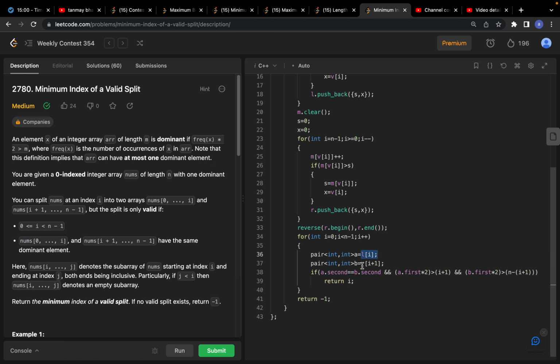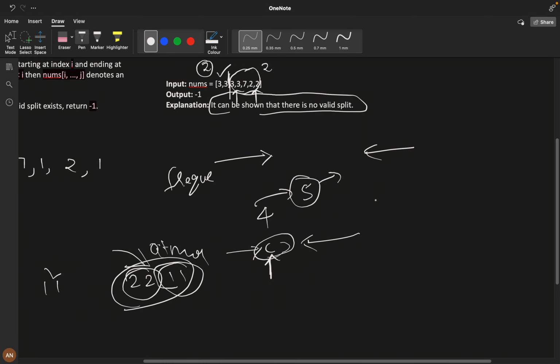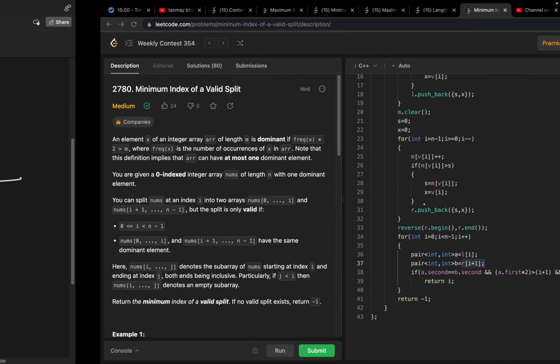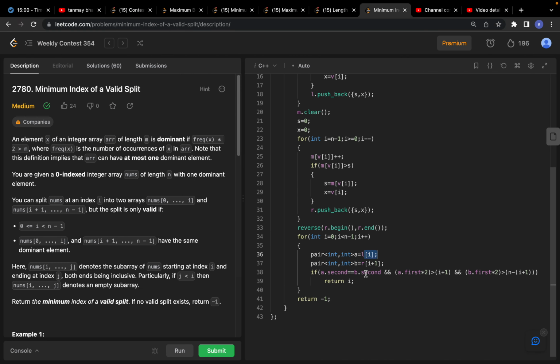And L of I and R of I plus 1. Suppose the split is over here, this is L and this is L plus 1. In the same way, I am taking L of I, R of I plus 1, and I'm checking whether the maximum frequency elements are equal or not. If these are equal, and A dot first, the frequency, into 2 should be greater than the size, and B dot first into 2 should be greater than this size. If it is greater, I am returning I, or else I am returning minus 1.